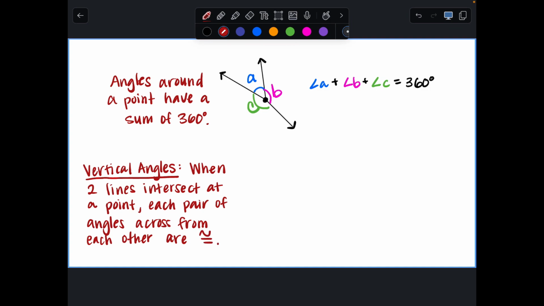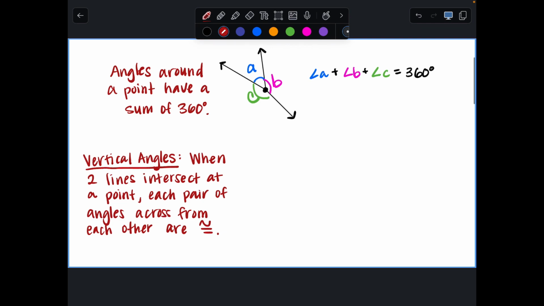When two lines intersect at a point, each pair of angles across from each other are congruent. So two intersecting lines form two pairs of vertical angles. So we have angles 1, 2, 3, and 4. Angles 1 and 3 are congruent, and angles 2 and 4 are congruent.